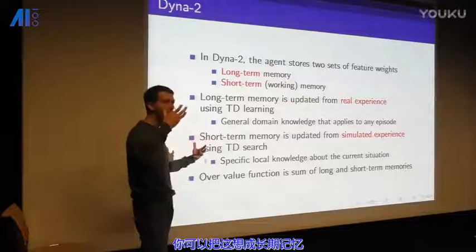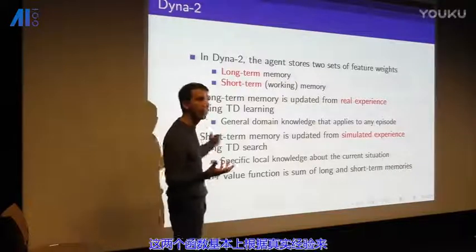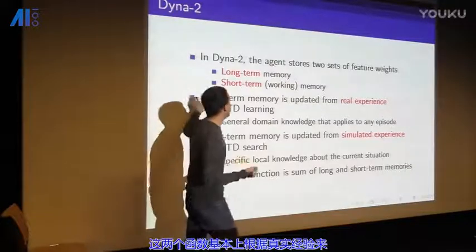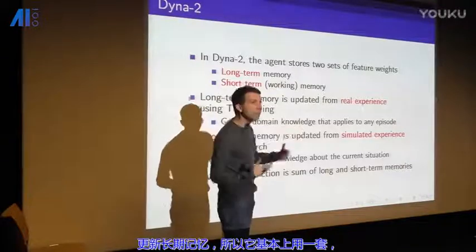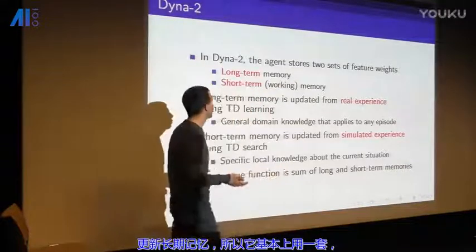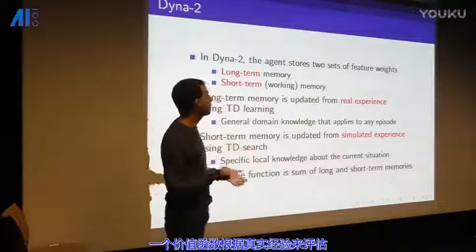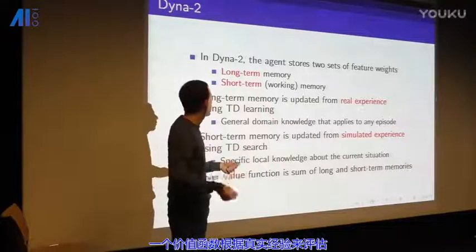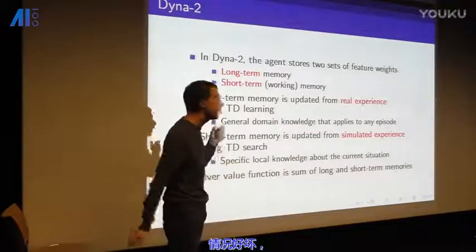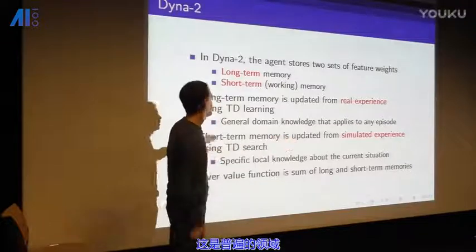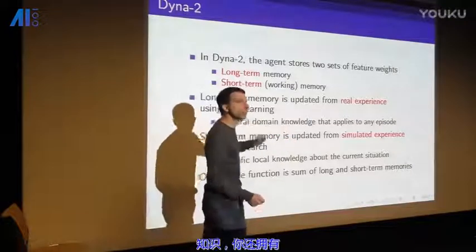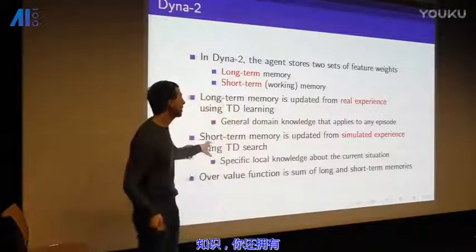You can think of these as a long-term memory and a short-term memory, or a working memory. It basically updates its long-term memory from real experience. It's got one value function, one saying how good things are when you really experience them, which is the general domain knowledge. And you also have some short-term memory.